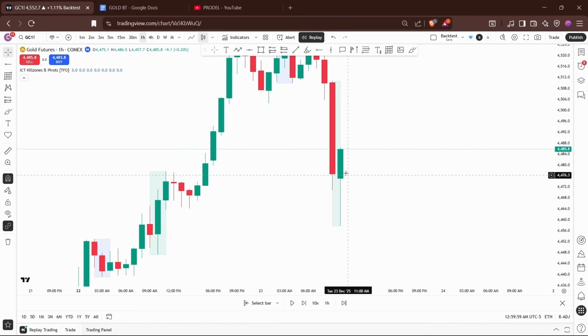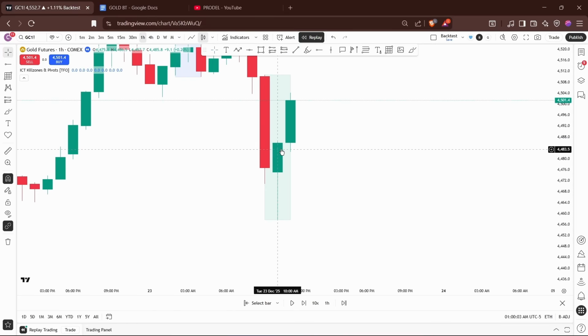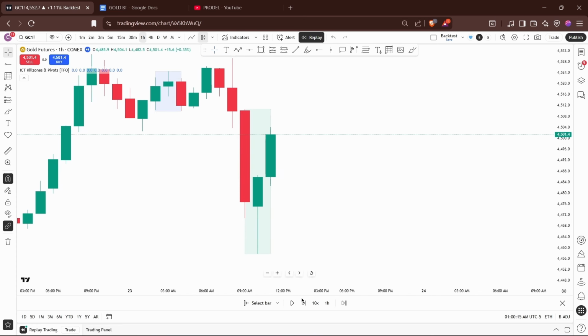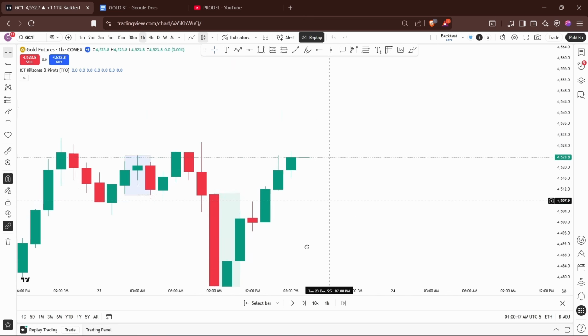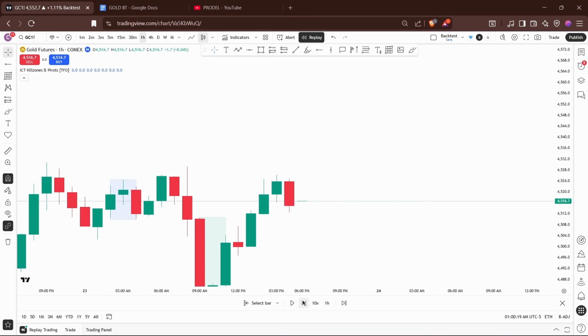And also we can see this is the 10 AM candle. Let's wait for the 10 AM candle. Yeah, we can see this 10 AM candle is not able to break any high or low of the previous candle. So on the 11 AM candle we won't take any entry here. So let's go to the next London session.